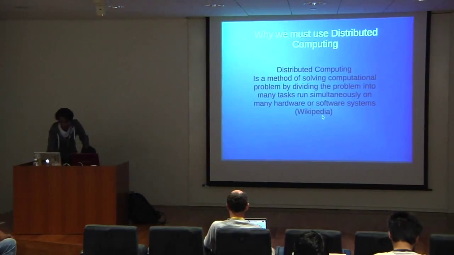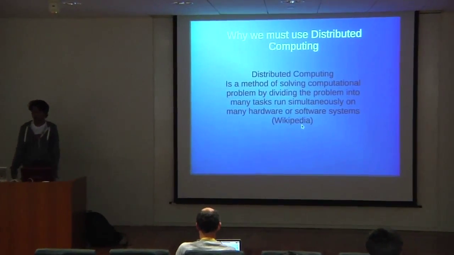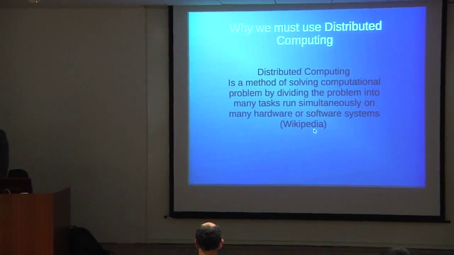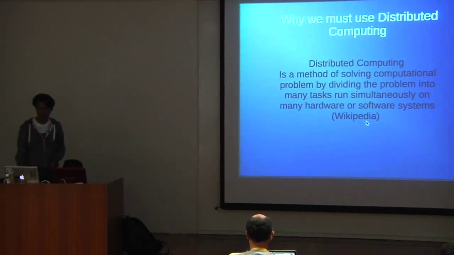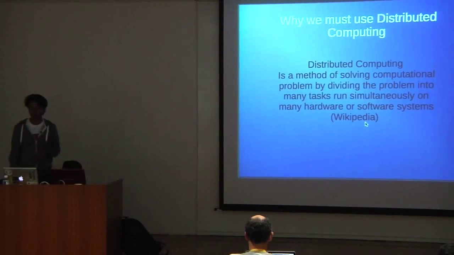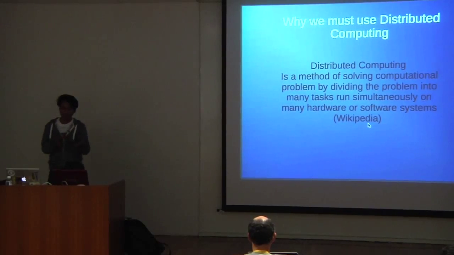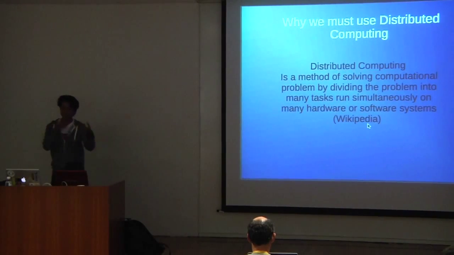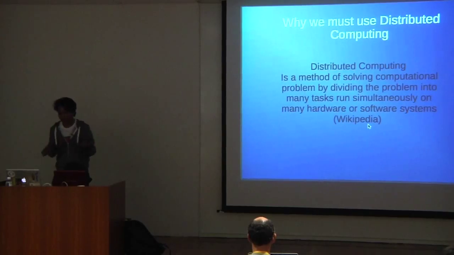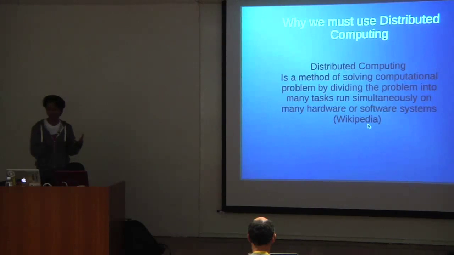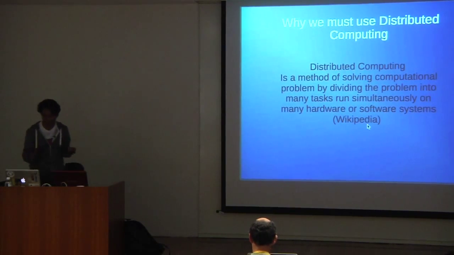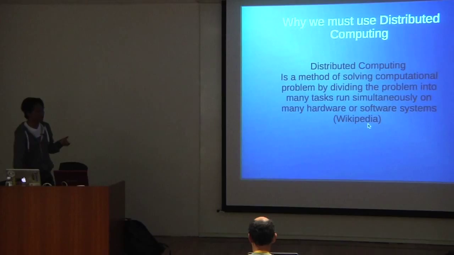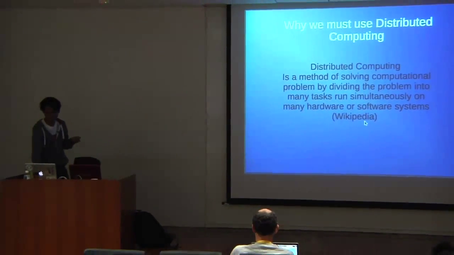So here I want to say why we must use distributed computing. Distributed computing is a method of solving a computational problem by dividing the problem into many tasks. So the problem will be divided into many tasks, and run simultaneously on many hardware or software systems. That is from Wikipedia. I take that.